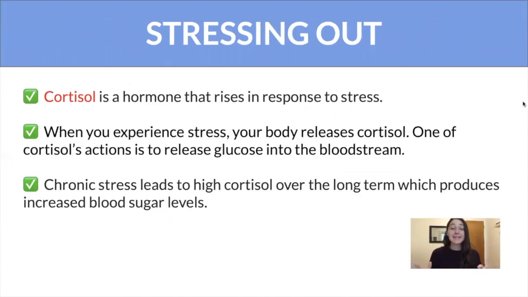And lastly, stressing out. So this is something I see a lot. It's really important to manage your stress levels. So here's why. Cortisol is a hormone that rises in response to stress. So when we're stressed out, our bodies will release this hormone cortisol. And what cortisol does, one of its actions, is to actually release glucose into your bloodstream. So if you're stressed out, cortisol is going to act and it's going to release some of that glucose, and it may cause your levels to be a little higher.